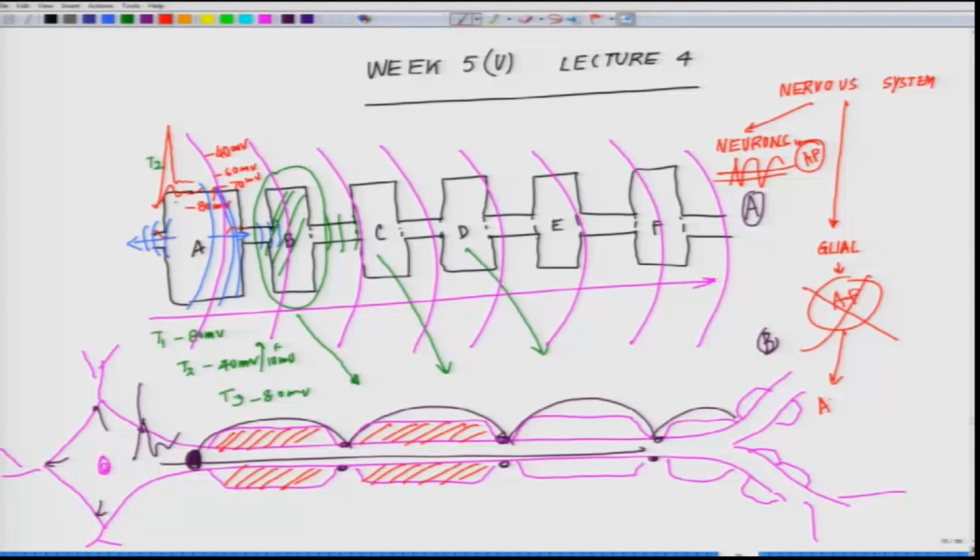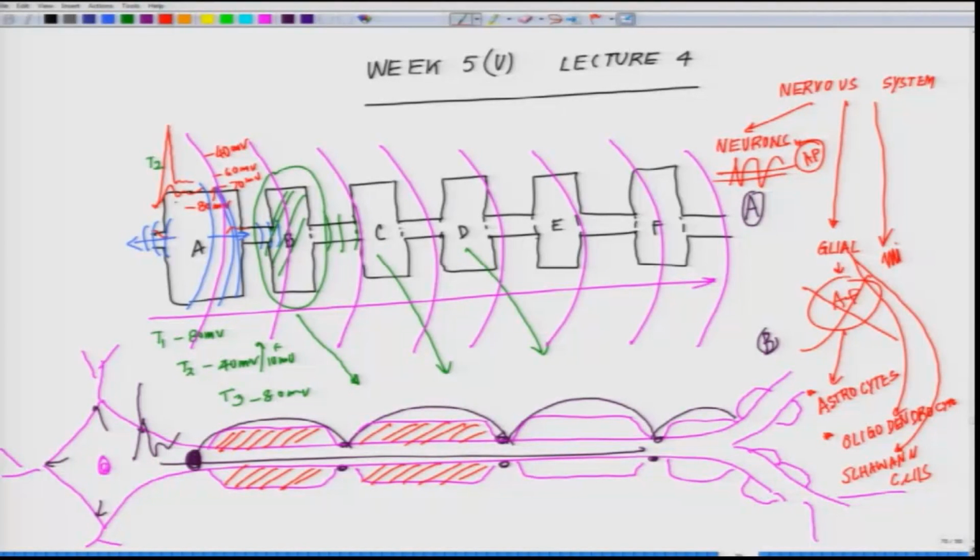One is called astrocytes, we will come later to all these things, oligodendrocytes, and Schwann cells. And there is one more cell type of the nervous system which I am putting separately, though part of the name sounds like glia, but it is called microglia.